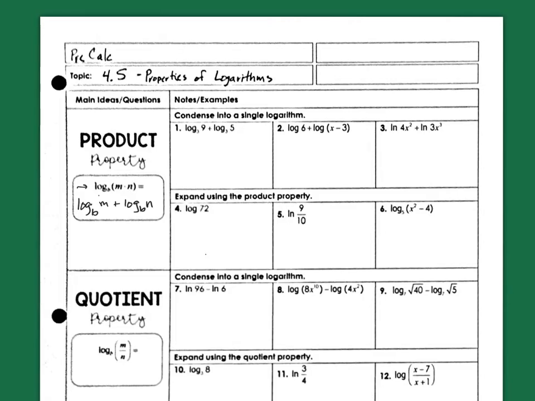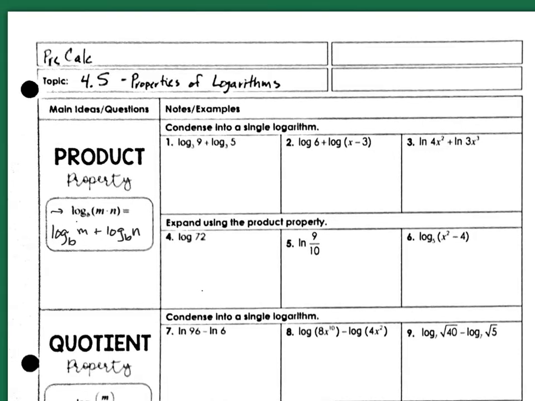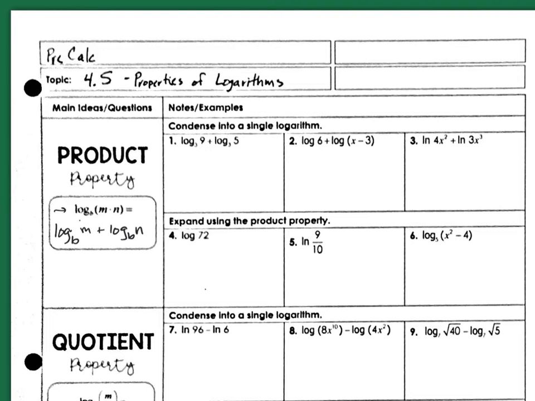So let's take a look at some of these. We're going to use this product property, and we're either going to put it into a single logarithm or we're going to spread it out. So into a single logarithm, meaning you only write the logarithm once. You should have just the word log or the natural log just one time. And when you see add, you know you're multiplying. So you keep the log, you keep the base, and you multiply.